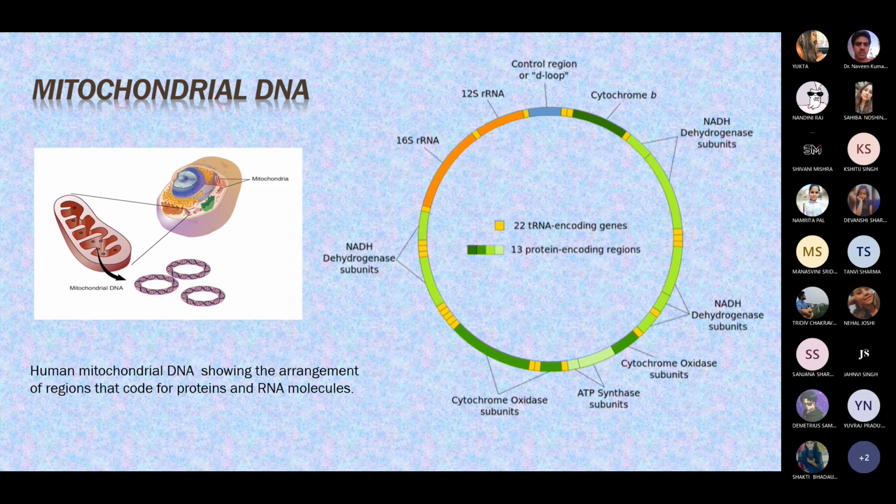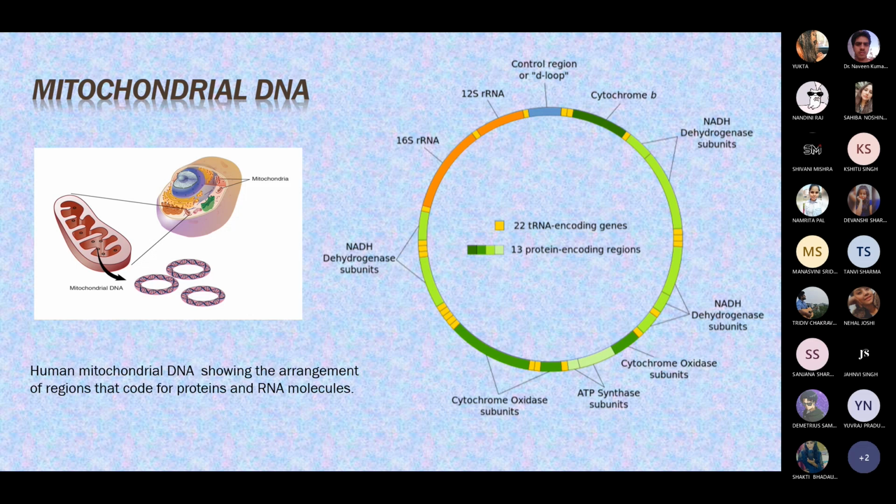Here is the representation of human mitochondrial DNA, showing the arrangement of regions that code for protein and RNA molecules. The mitochondrial DNA is circular, and it contains about 16,000 base pairs, with only 37 genes and a non-coding region. The non-coding region is called the D loop, which does not code for any gene product. Of these 37 genes, 22 code for tRNA, 2 code for rRNA, ribosomal RNA, and 13 code for proteins that are important for cellular energy production.